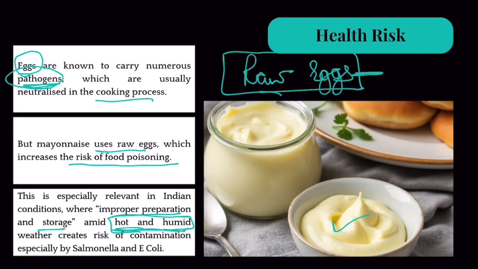Now, there are two pathogens in particular that were flagged by the Tamil Nadu government. The Tamil Nadu government says that usage of these raw eggs can cause salmonella infection or E. coli infection. Salmonella and E. coli are both different types of bacteria that cause what? Food poisoning. So let's talk about salmonella and E. coli.